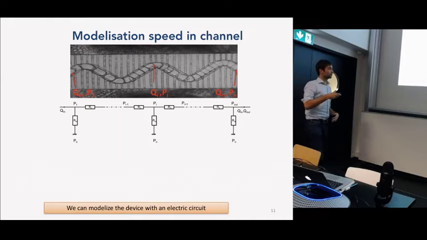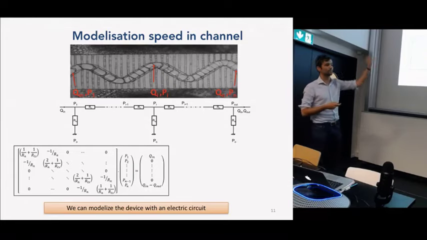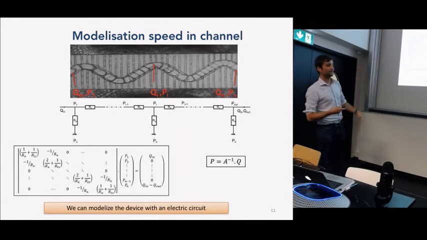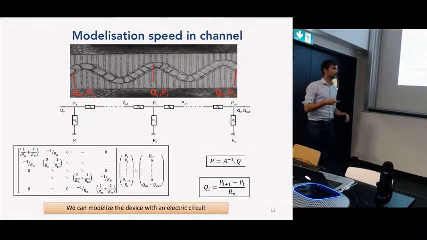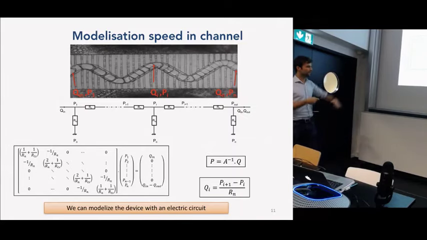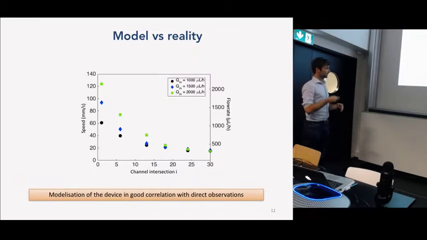If you apply the node law at each of these intersections, you obtain a matrix basically that links the pressure to what you have at the beginning and what you have at the end. You can invert this matrix and obtain the pressure profile. From this pressure profile, you can obtain the flow rate profile in the channel. So we make a lot of assumptions here. We make the assumption that the drop doesn't influence the resistance in the channel, etc. But so that's why we need to check a bit what we had.